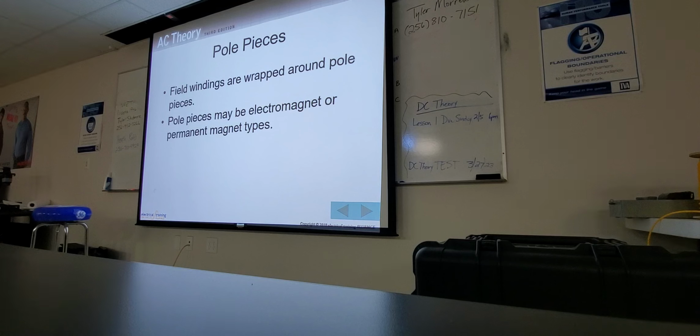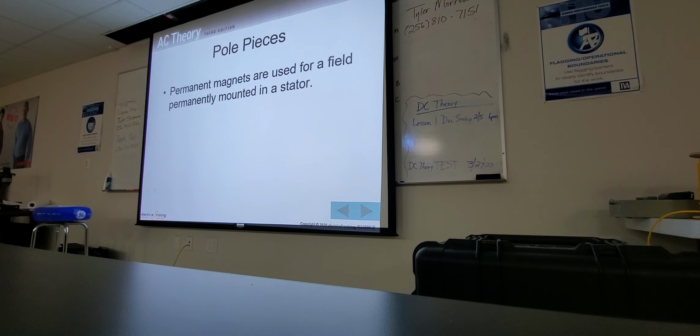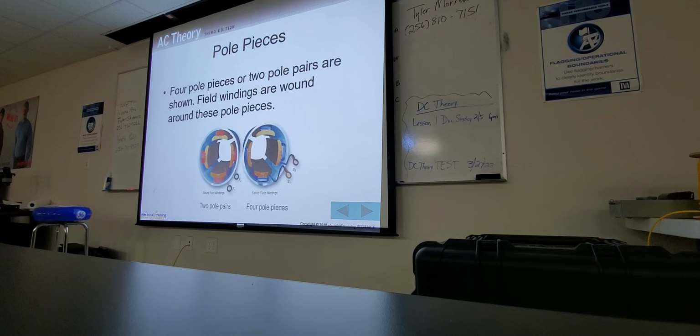The field windings are wrapped around pole pieces. Pole pieces may be an electromagnet or a permanent magnet type. Permanent magnets are used for a field permanently mounted in a stator. Here's 4 pole pieces, or 2 pairs, shown. Field windings are wound around these pole pieces.